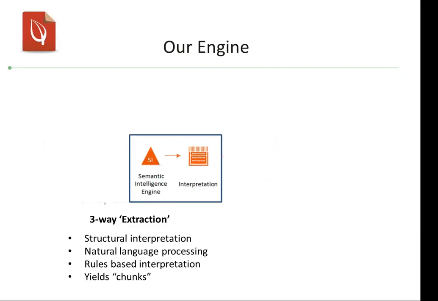So how do we do it? We've got software and we've got people. And I want to take the software, what we call our semantic intelligence engine, and tell you a little bit about it, kind of peel back that onion a bit. We put the contracts into our engine, and it first does a three-way extraction. This is the first pass. And it does an extraction by looking at those documents.